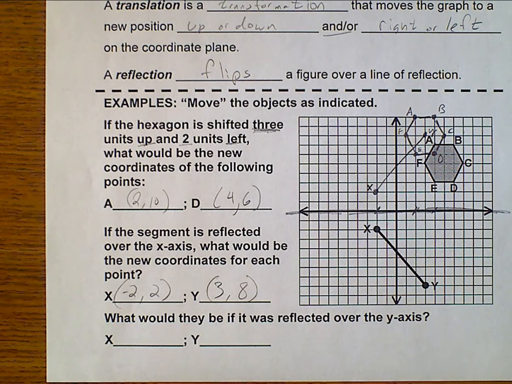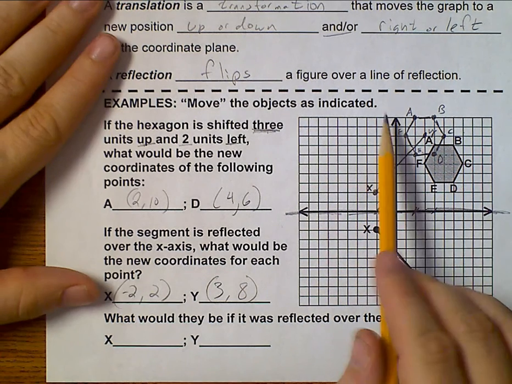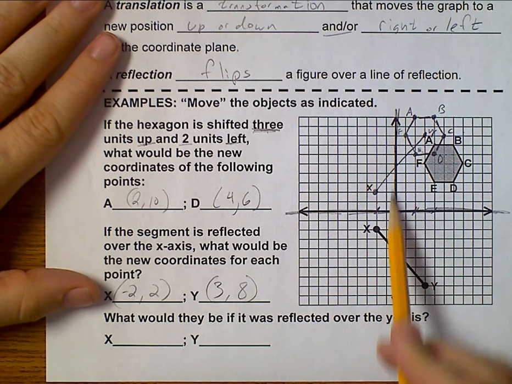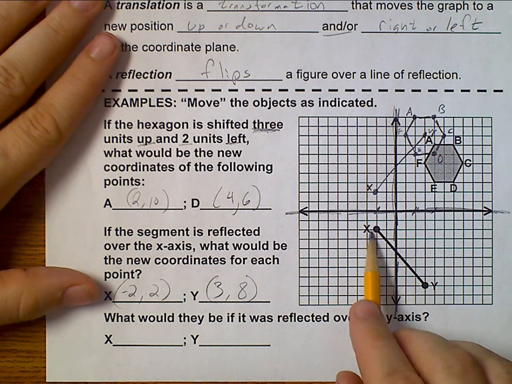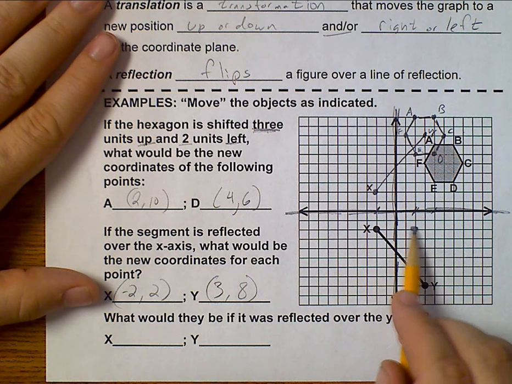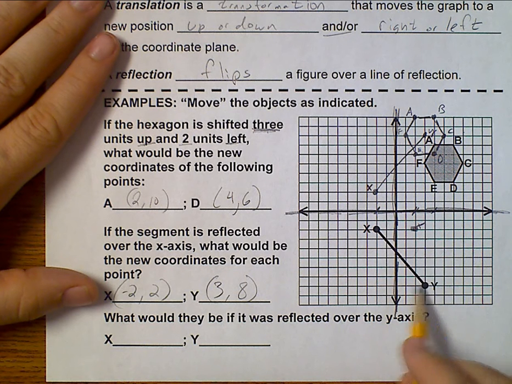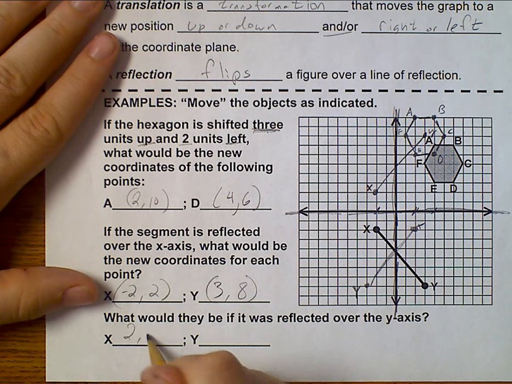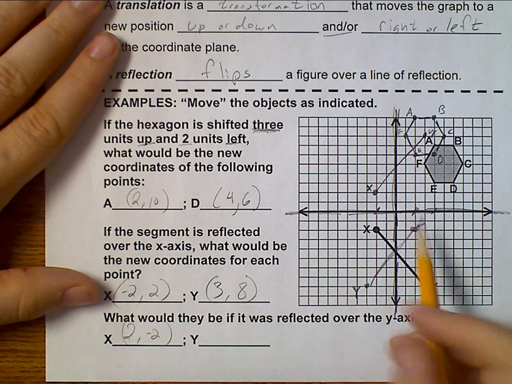Now let's see what happens if we reflect them over the y-axis. That means we're reflecting them over this line. So it's going to flip over the line. So if we're 2 to the left, that means we move 1, 2 to the right. And over here we're 3 to the right, means we need to move 3 to the left. And now we find our new coordinates. Well, x is now at 2, negative 2. And y is at negative 3, negative 8.